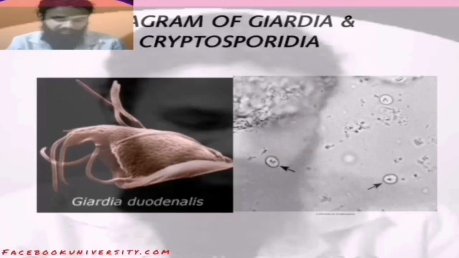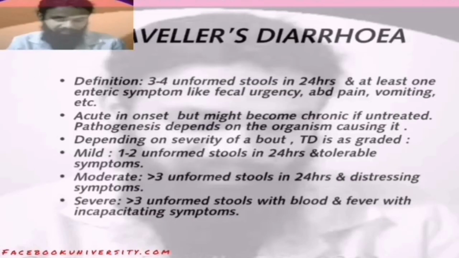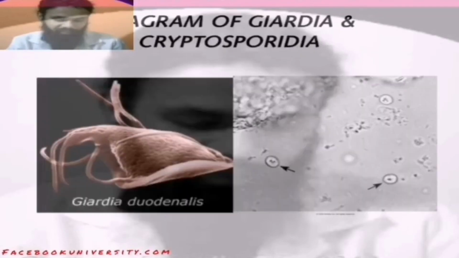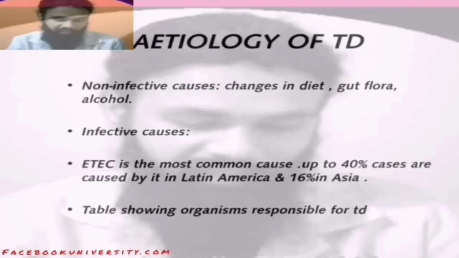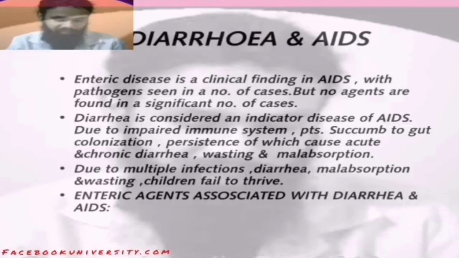Giardia duodenalis, usually found in the duodenum. And Cryptosporidium. Troublous diarrhea. Etiology of troublous diarrhea. Diarrhea and AIDS.